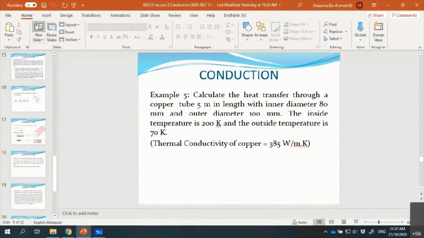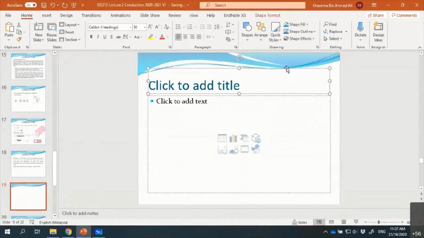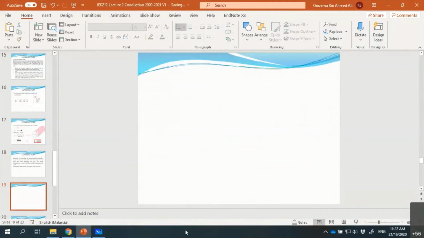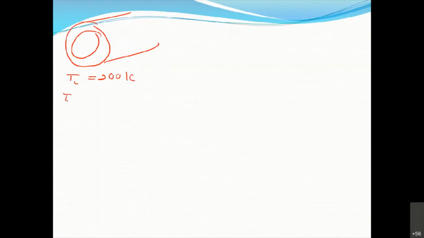Okay, so let us just try to solve this question. Let's add a new slide here. Okay, so I will show you for this example how we solve this. So again, always try to draw everything that you have, so you can see whatever you have and whatever you don't have. So again, my Ti is equal to 200 Kelvin. My To is equal to 70 Kelvin.